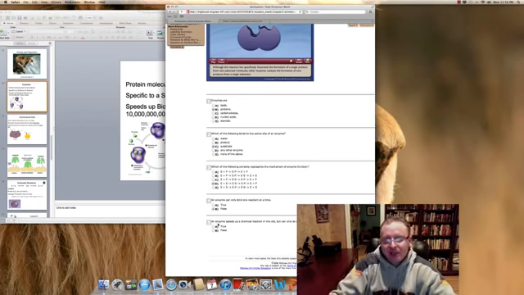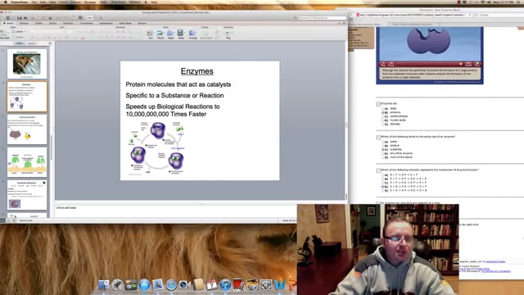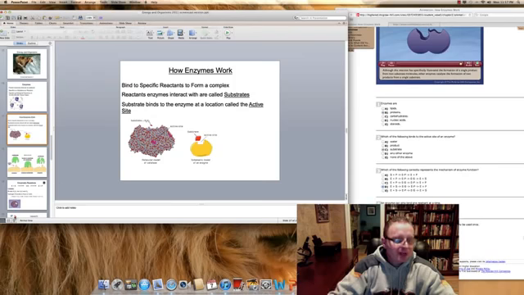And then finally, the enzyme speeds up the chemical reaction in the cell, but can only be used once. That one is false. We know that enzymes can be reused. Okay, so quick look at how enzymes work. We're going to jump to the next slide and move on to the next main idea.